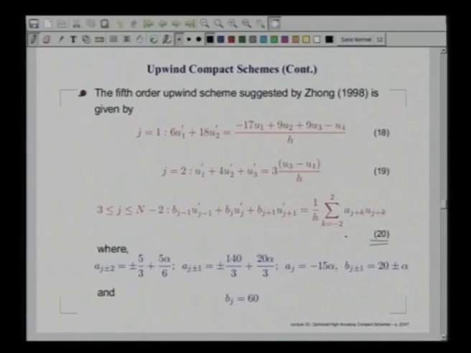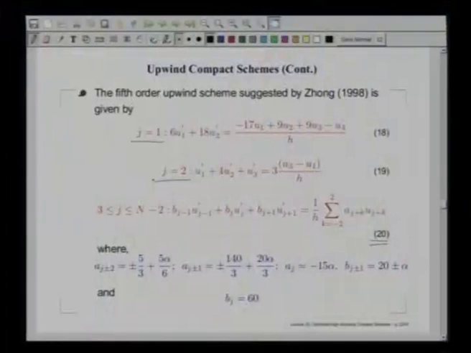So, we need to have boundary closure at j equal to 1 and j equal to 2, as well as at j equal to n and n minus 1. I have only shown you here j equal to 1 and 2, and these were the stencils used by him. And various coefficients that were given by him are written here in the last line, and the choice of these parameters was governed by seeking a 5th order upwind scheme. So, fixing the 5th order helps us in choosing these coefficients given in the last line.